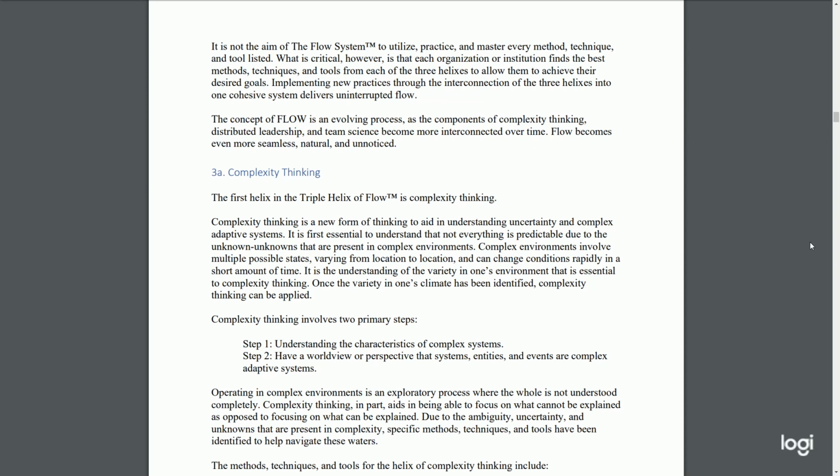Principle 3a. Complexity thinking. The first helix in the triple helix of flow is complexity thinking. Complexity thinking is a new form of thinking to aid in understanding uncertain and complex adaptive systems.